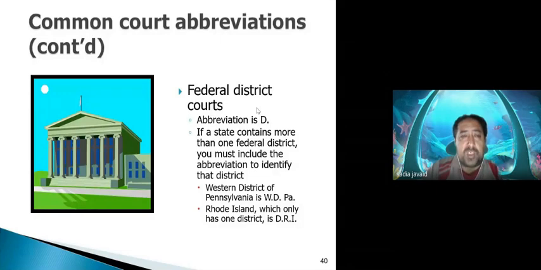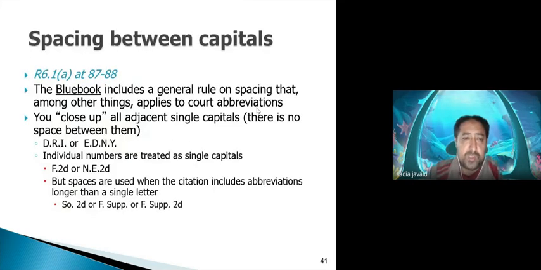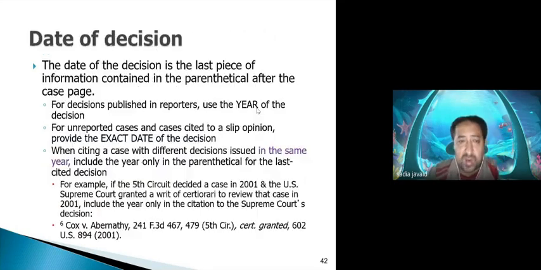Common court abbreviations, federal district courts: the abbreviation is D. If a state contains more than one federal district, you must include the abbreviation to identify it. So Western District is W.D., and Rhode Island is D.R.I. In this way you can mention it. Spacing between capitals: the general rule on spacing is that you close up all adjacent single capitals. There is no space between them. You are looking here at D.R.I., E.D.N.Y. In this way you can write it down.